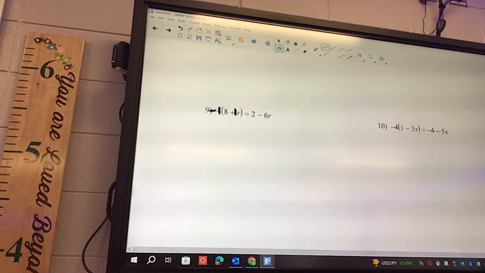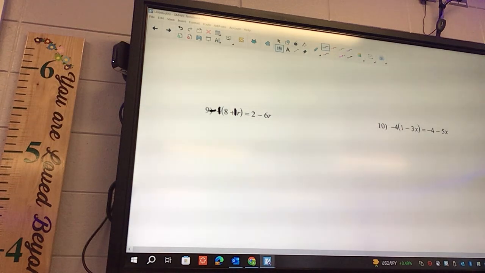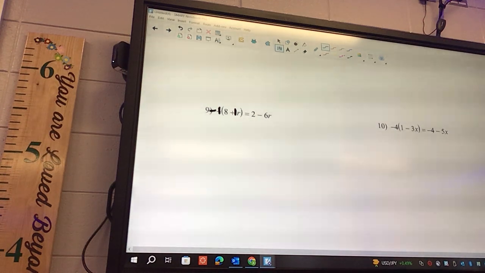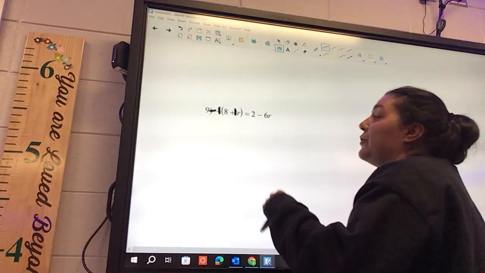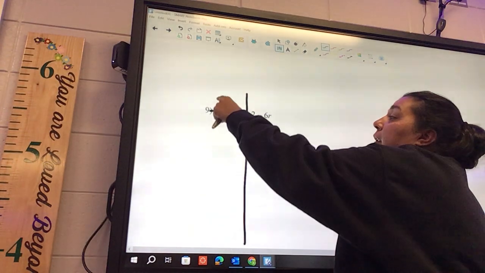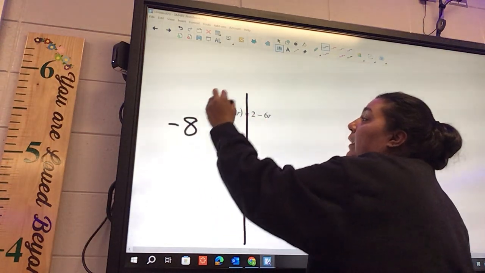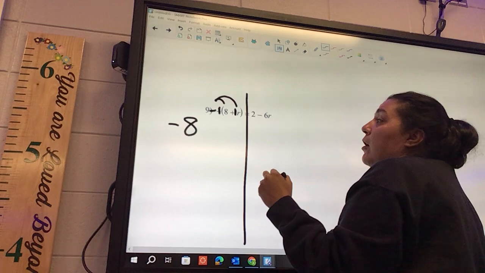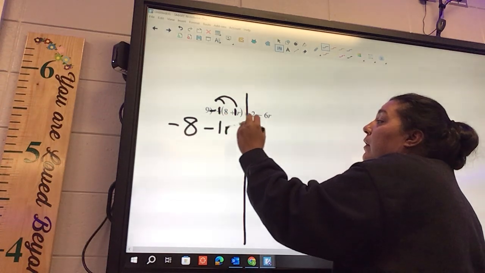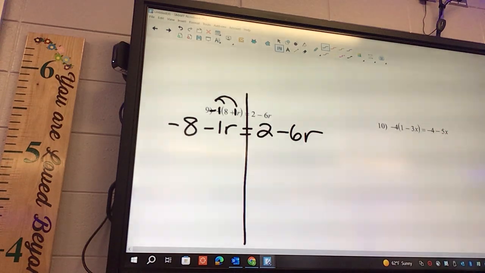Okay, our first step is to do what? Put a line in the middle. Well, yeah, okay, so the parentheses, distribute, multiply, whatever you want, and yes, you can put a line down the middle. Okay, negative 1 times 8, negative 8. Negative 1 times 1R, negative 1R. And the other side we're leaving alone.